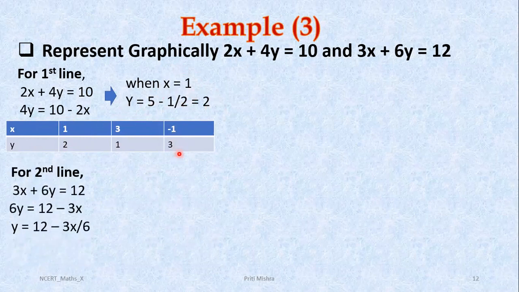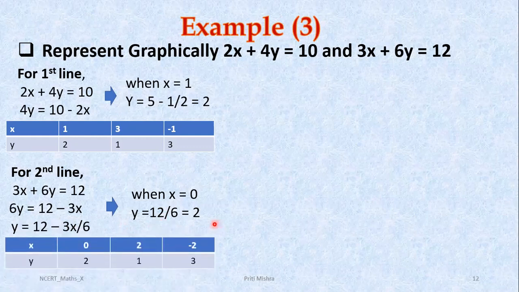Now we will find out different coordinates for second line. So rewrite it again in terms of y. 3x plus 6y is equals to 12. So 6y is equals to 12 minus 3x. Then y is equals to (12 minus 3x) upon 6. Then for x is equals to 0, you can find out y is equals to 2. When x equal to 0 here, this term will become 0. Then 12 upon 6 will give you 2. So just like this, we can have a table of coordinates for the second line. We are having coordinates 0, 2, 2, 1 and minus 2, 3.